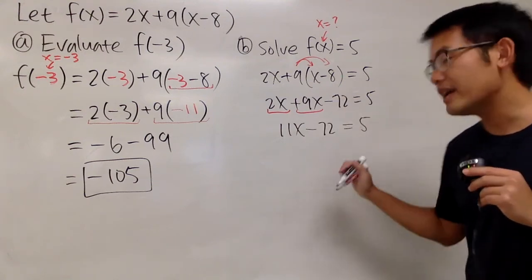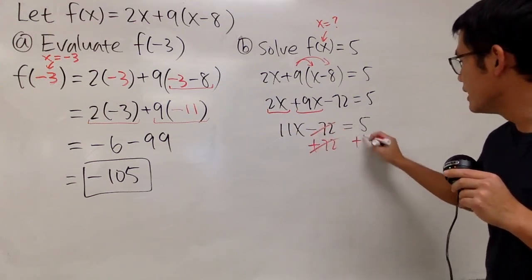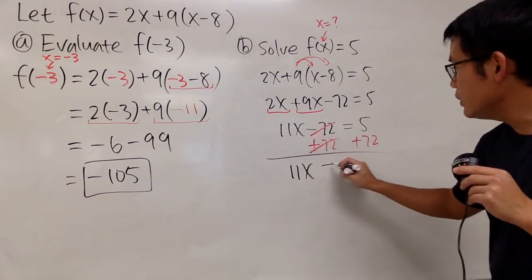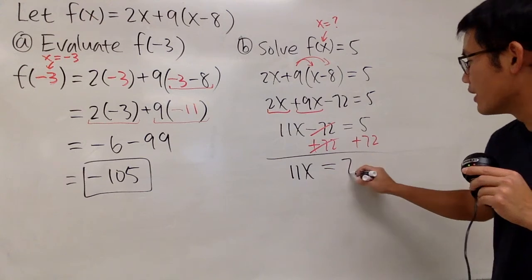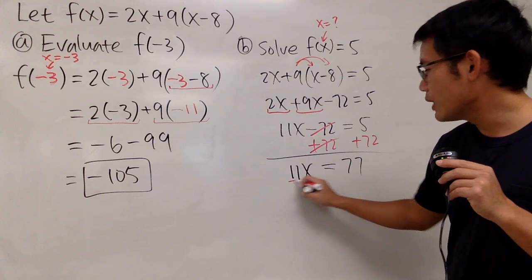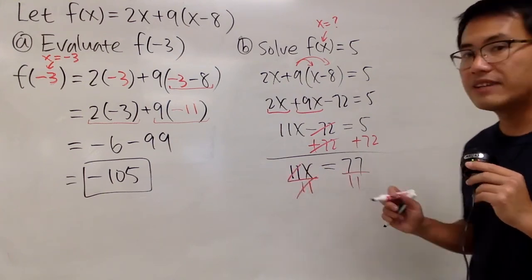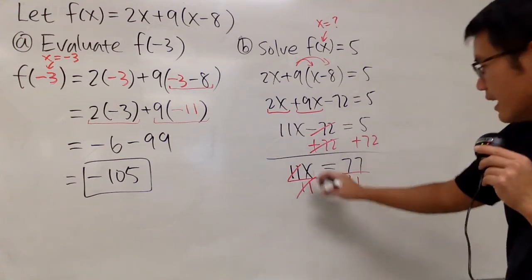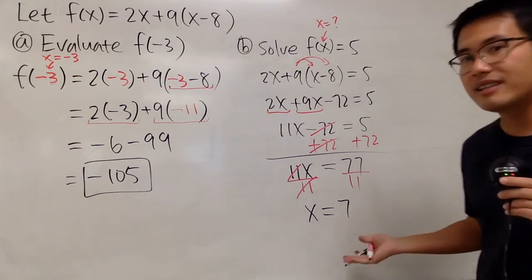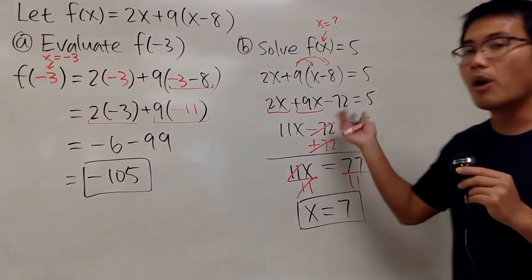And then what we can do is go ahead and add the 72, so that this and that will cancel. We have 11x equal to, this and that will give us 77. And finally, this is 11 times x, so go ahead and divide both sides by 11, so that this and that will cancel. Divide this by 11 as well. In the end, we see that x is equal to 77 divided by 11, and that's the lucky number 7. So x equals 7 is the answer for part B.